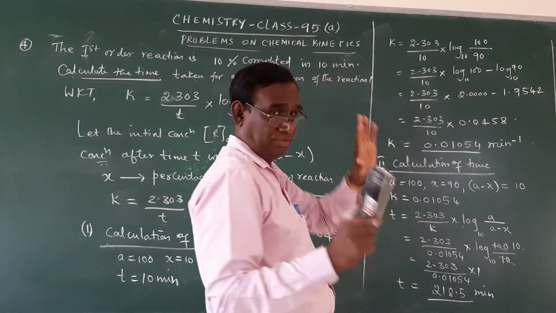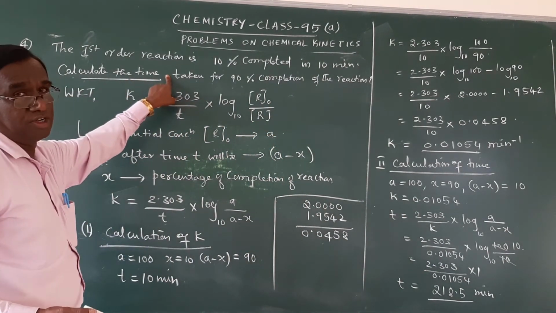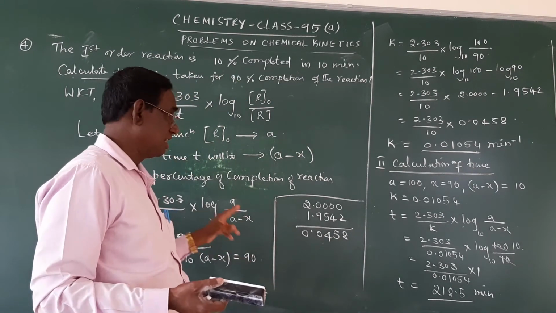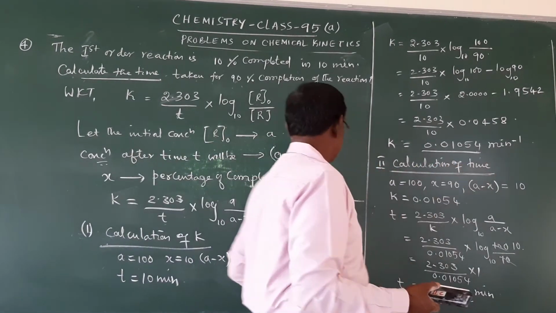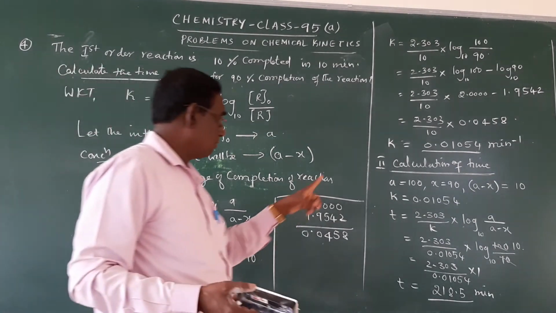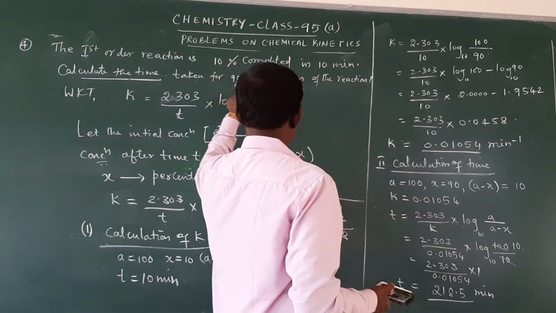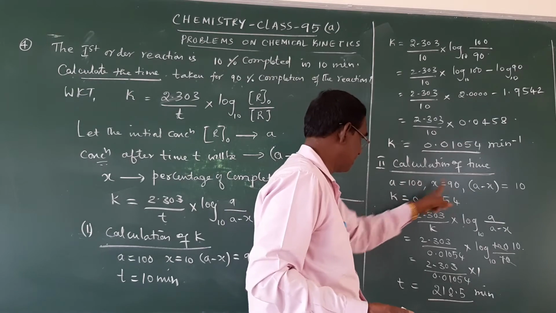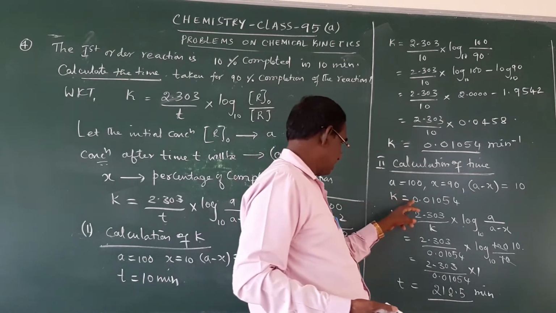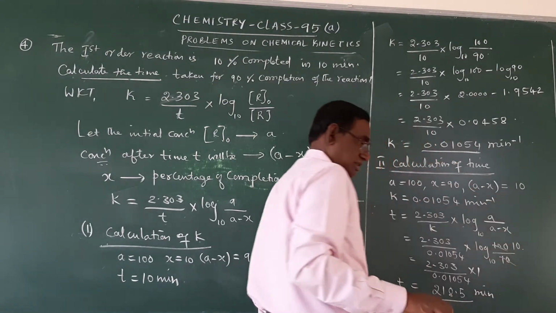That is the rate constant in the first case. In the second case, you have to calculate the time required for how much completion of the reaction: 90%. Here 10% completion, and then 90%. That is the second case, calculation of time. The first one was the calculation of k, the rate constant. So now for the second case, A is 100 as usual, but x is for 90%. Therefore 100 minus 90, A minus x is 10. k is already calculated, that is 0.01054 per minute, minute minus 1.